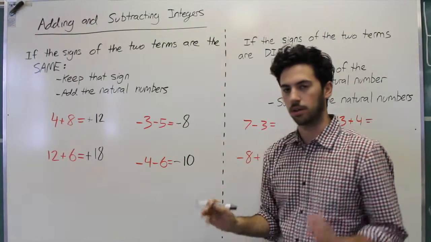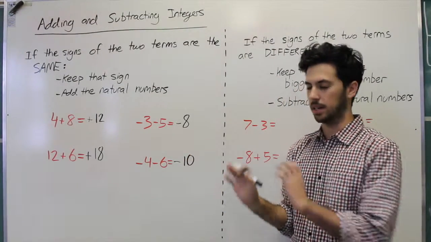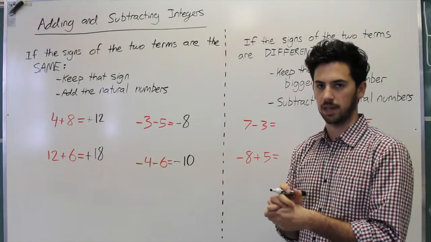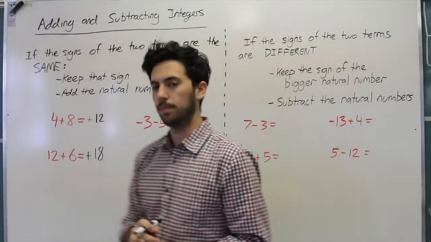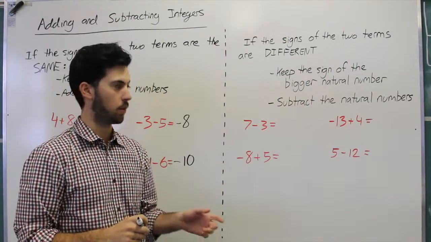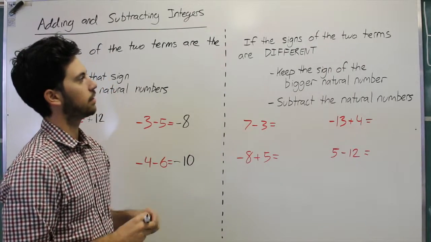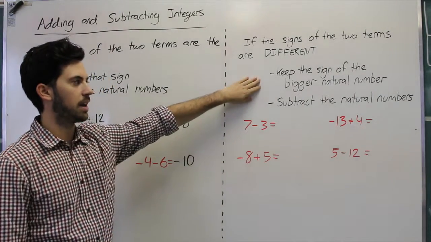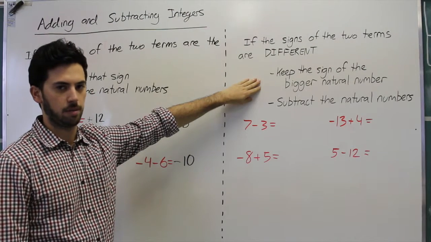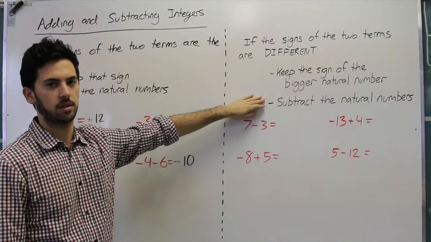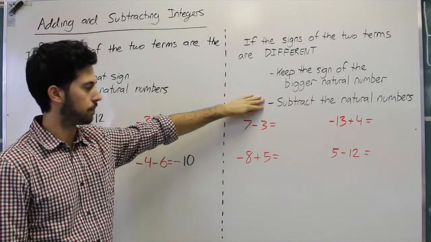So, if our two terms have the same sign, it's that easy. Keep that sign and then put the two natural numbers together. But what if they don't have the same sign? What if we're dealing with one positive and then one negative? If the signs of the two terms are different, we keep the sign of the bigger natural number. Then we subtract those natural numbers, so we find the difference between them.